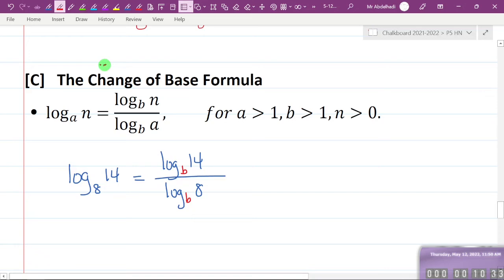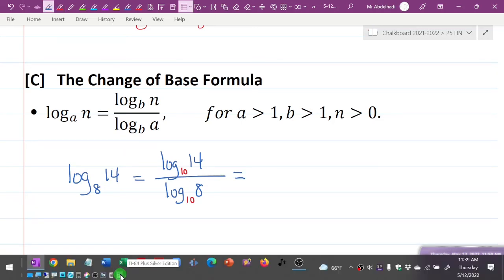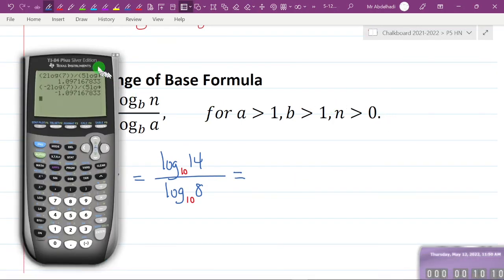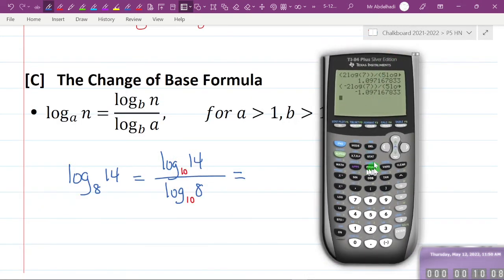So the change of base formula is taking this base 8 logarithm and allowing me to change it to any base I want to. And of course, I want to use the base that my calculator understands. So I'm going to change these both to base 10, which, by the way, is the same as not writing a base at all, but I'm just writing it here to show you it's base 10. So that means I can just take my calculator now, divide log 14 by log 8, and I now have the log base 8 of 14.